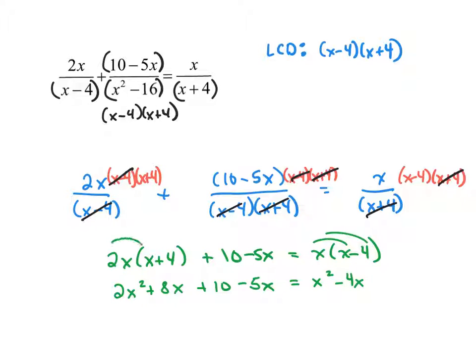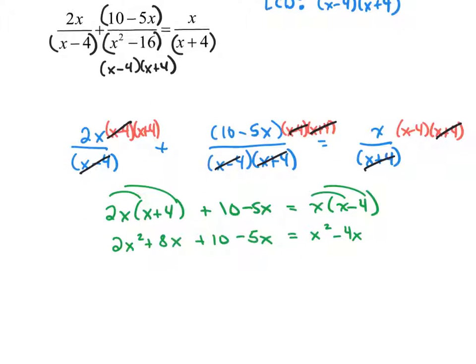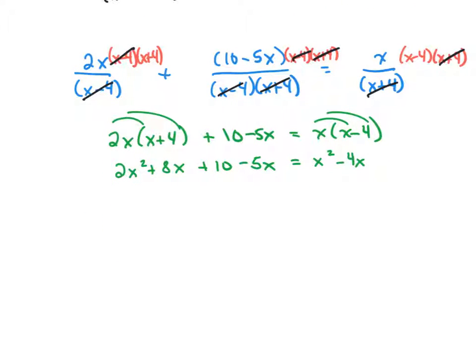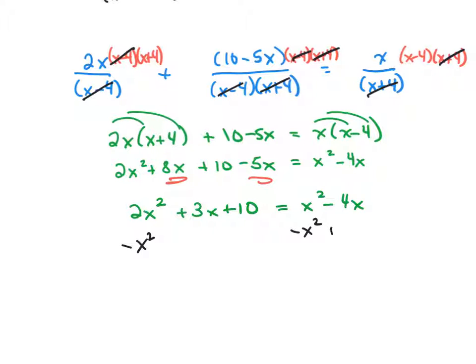And again, that's just distributing that and distributing that. Now on the left side, I can see that I have these two x terms, so I can just add those together. So I have 2x squared plus 3x plus 10 equals x squared minus 4x. And now again, I have a quadratic, so I'm going to move everything to one side. So I'll subtract the x squared from both sides, and I'll add the 4x, because in a quadratic, you want to get everything on the same side. So we get x squared plus 7x plus 10 equals 0.